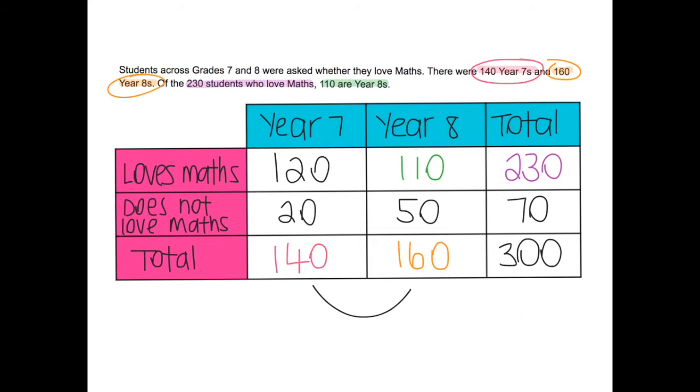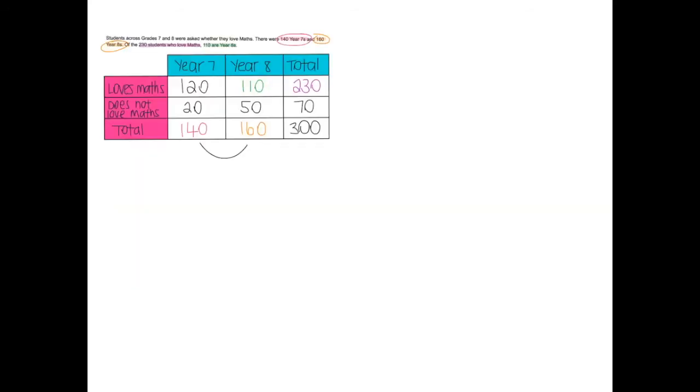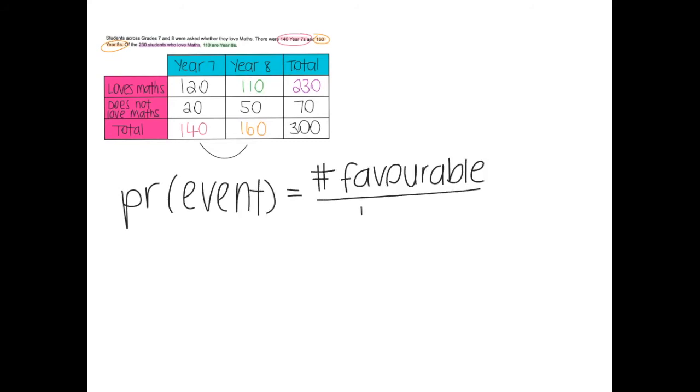Once you've completed a two-way table, it's likely that you will need to calculate the probabilities based on the data in your table. Just like calculating probability as you have done in the past, it does look at the number of successful outcomes over the total number of possible outcomes, but it does present it a little bit differently. It is calculating the exact same thing though. So we have probability of the event, and that equals the number of favourable over the number in the universal set.